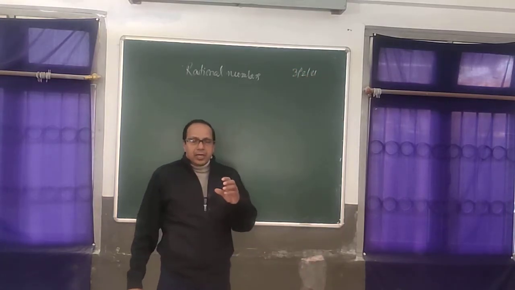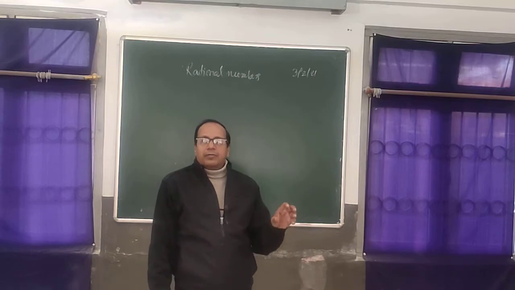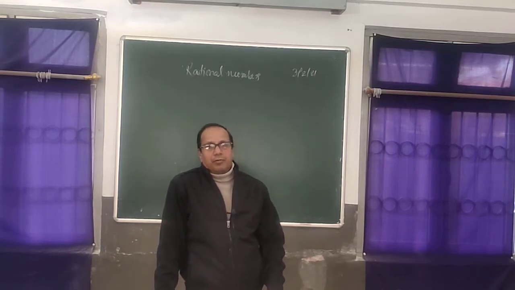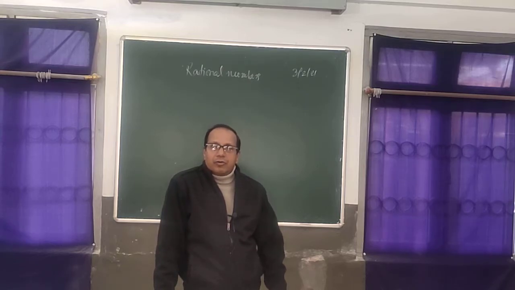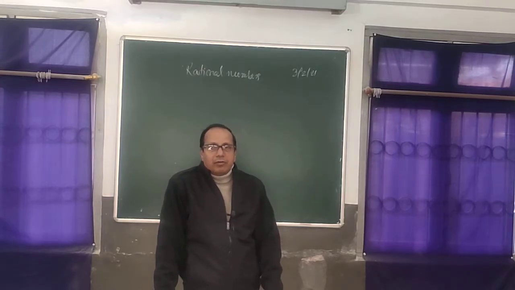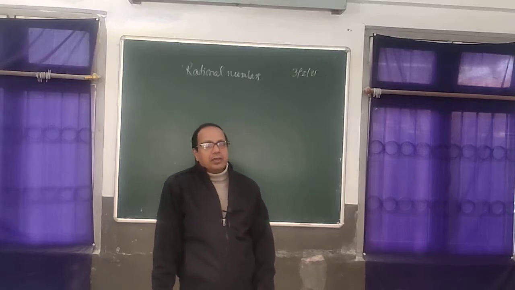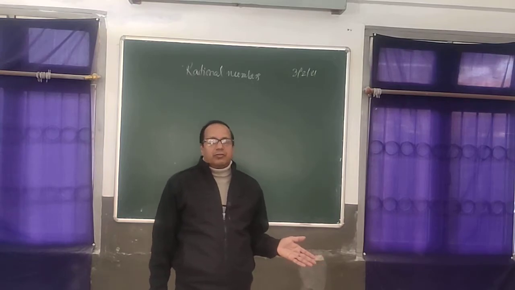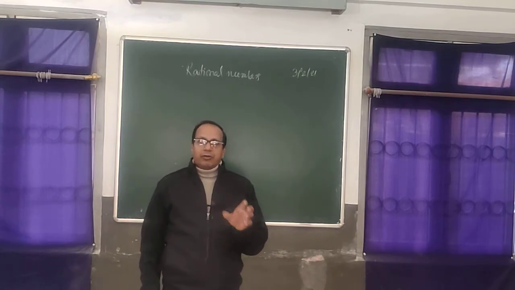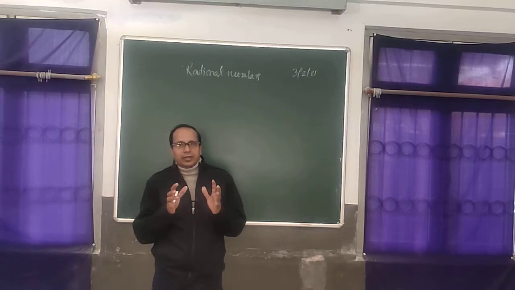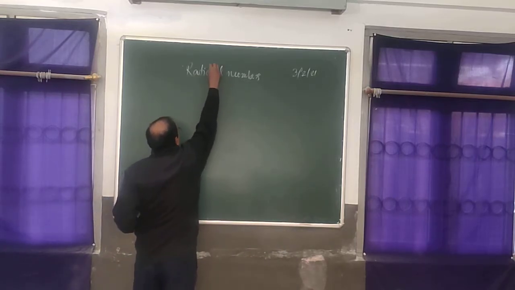In lower classes, in previous classes, we have learned about natural numbers, which start from 1 and go on 1, 2, 3, 4, 5 and so on. You have learned about whole numbers, which start from 0: 0, 1, 2, 3, 4 and so on. You have learned about integers, which go from negative numbers to positive numbers, including 0. Now all these numbers we can put together, and that is called rational numbers.